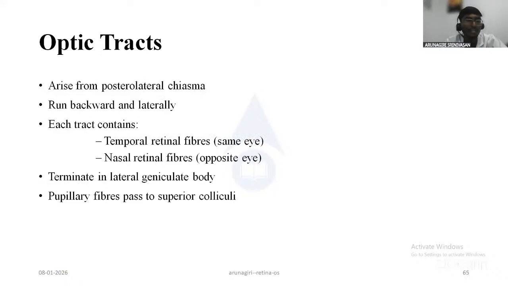Optic tracts arise from the posterior lateral chiasma and run backward and laterally. Each tract contains temporal retinal fibers of the same eye and nasal retinal fibers of the opposite eye. They terminate in the lateral geniculate body. Pupillary fibers pass to the superior colliculi.